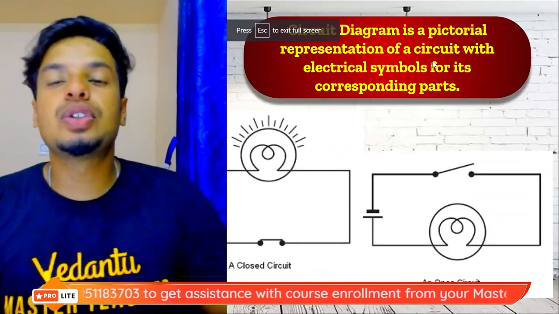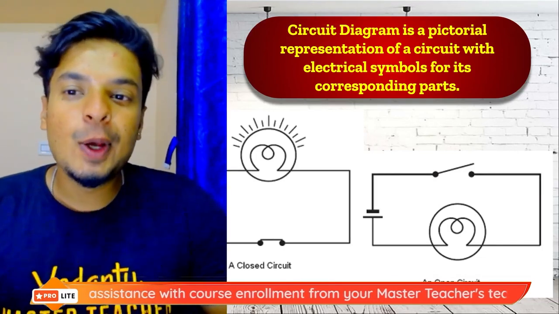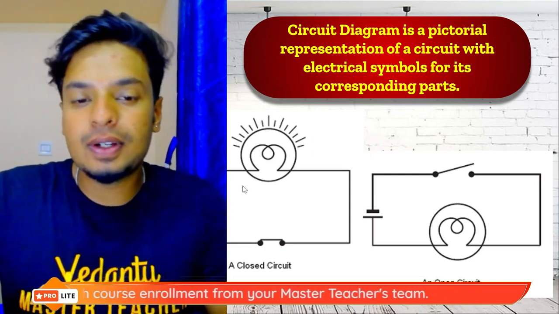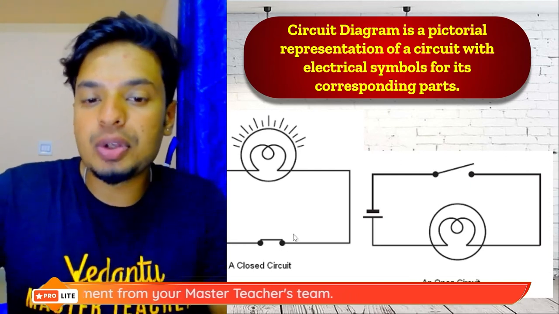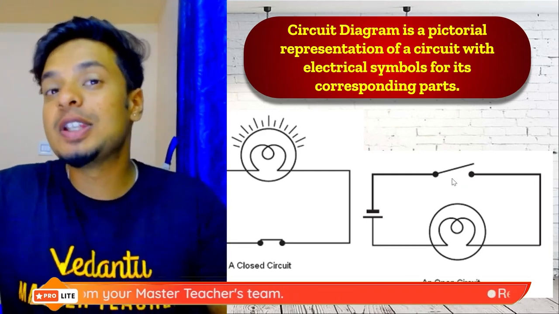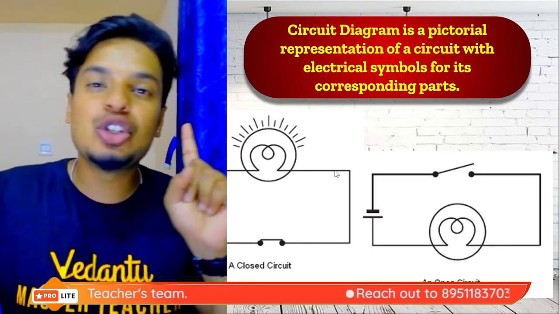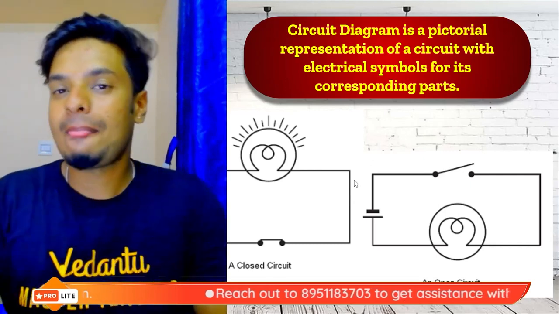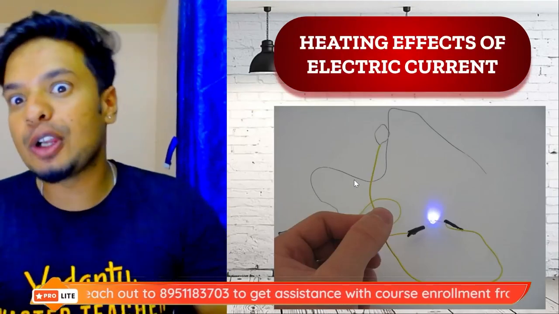Next one. A circuit diagram is a pictorial representation of a circuit with electrical symbols for its respective parts. So this is a bulb, this is a cell, this is a switch. Switch is in the on position. Switch is in the off position. When the switch is on, the circuit is closed, the bulb will glow. When the switch is off, the circuit is open, the bulb will not glow. Simple, guys.